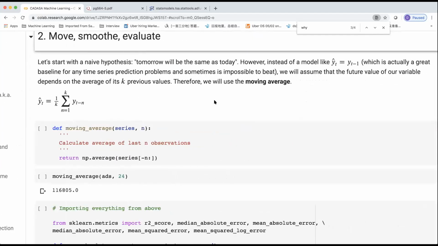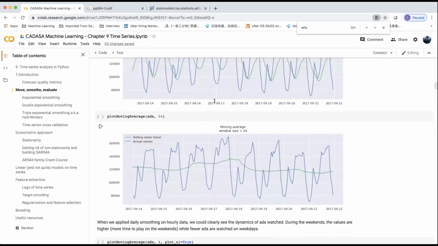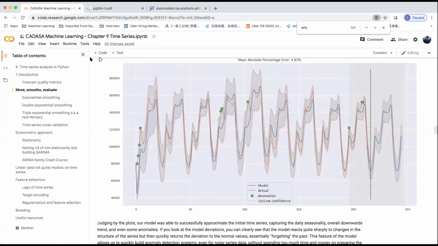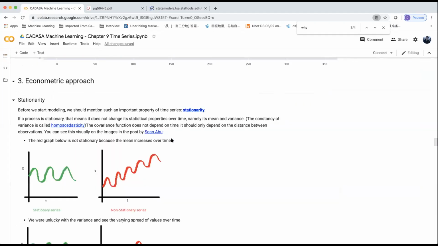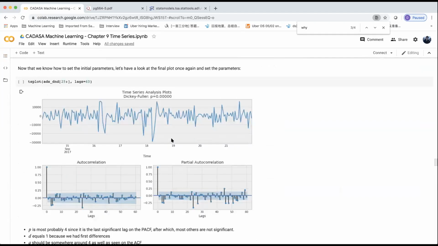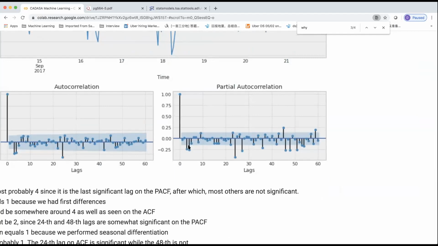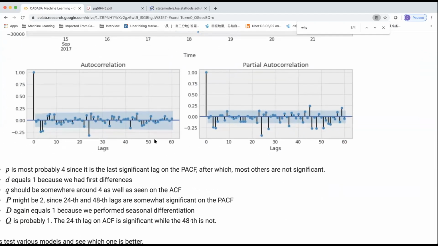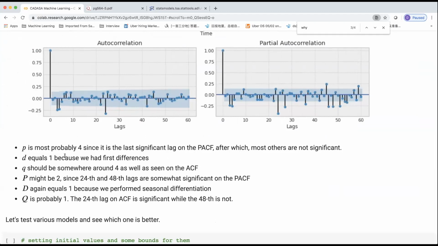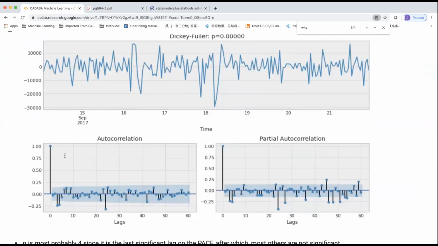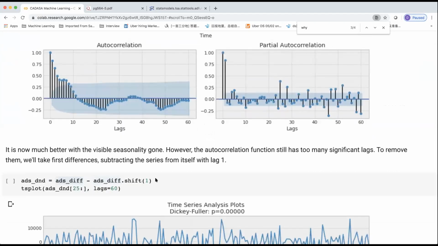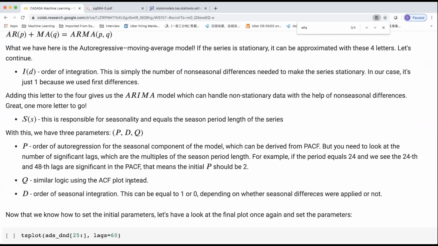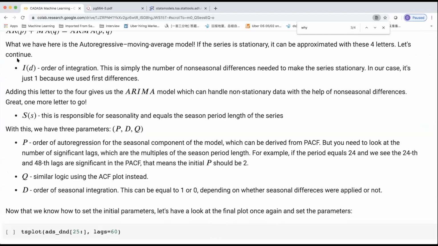After this fourth data point here, we don't see any significant lags show up anymore. Okay, so d is 1 here because we made a first order difference. We did this. So d equals 1. That is the integration here.